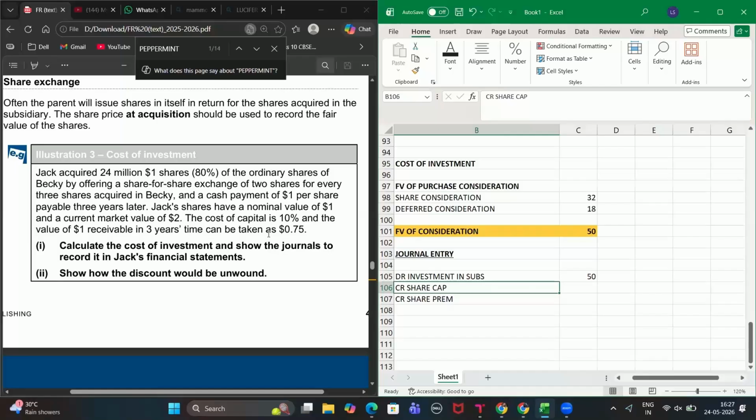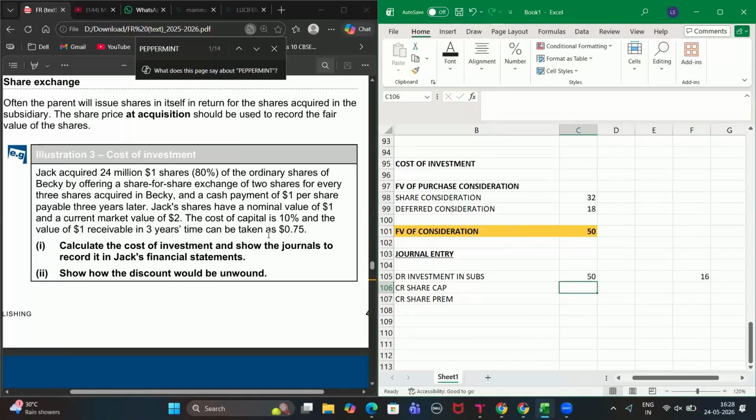So tell me how many shares we have given them. To find the share capital, we have to know how many shares we issued in respect of this transaction. How many shares did we issue to Becky? Yes, it is 16 million. How did we get this? 24 million shares were acquired. For every three shares of Becky's company, we issued two shares. So that is 16 million shares.